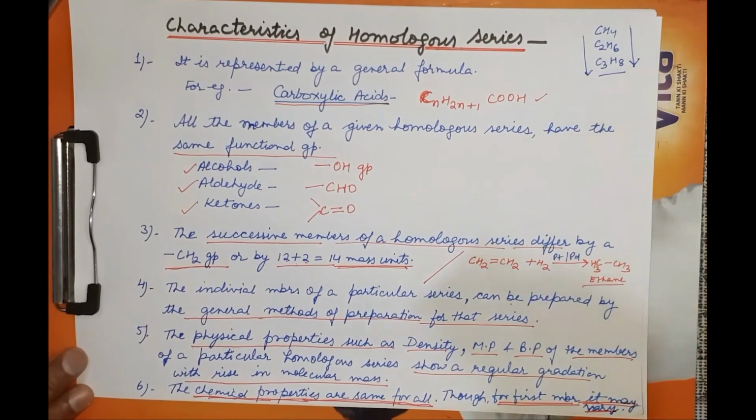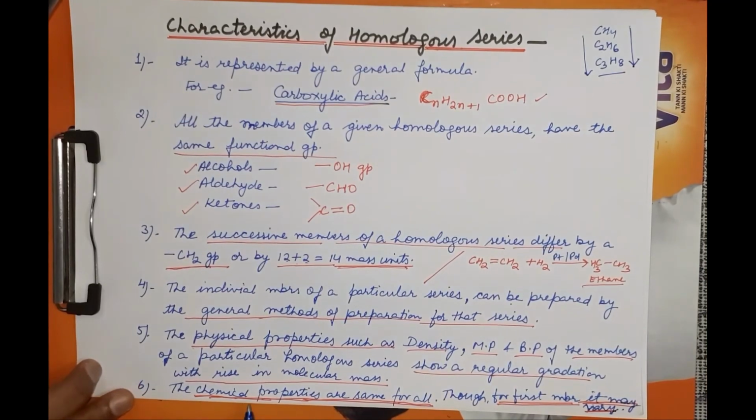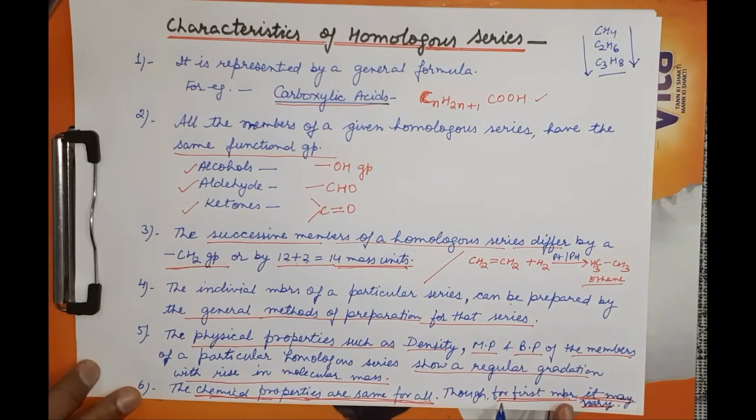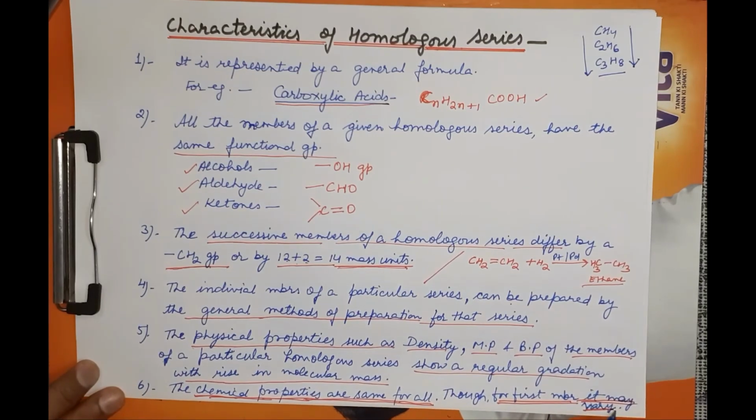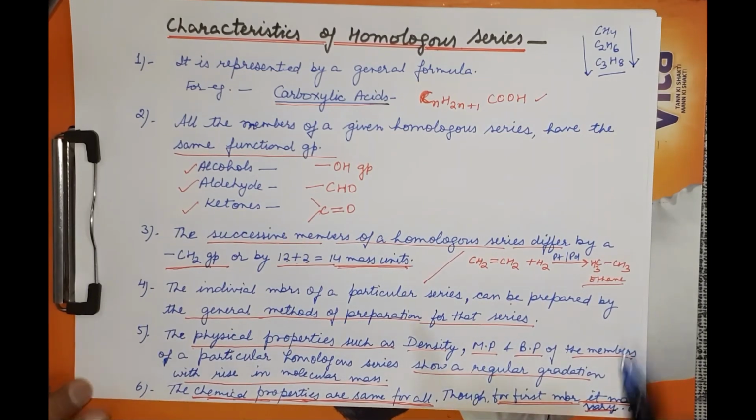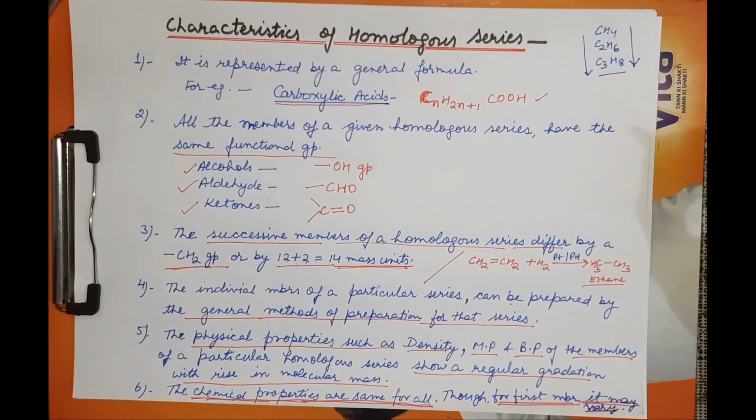And the next is that chemical properties are the same for all, though for the first member it may vary. So chemical properties will be the same for every member in the homologous series. Only in the case of the first member it may vary, because of the small size of the first molecule in the homologous series.